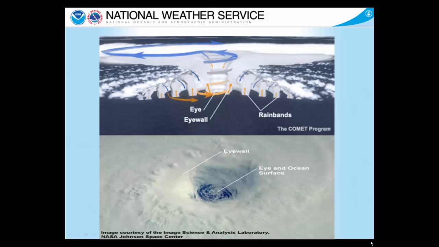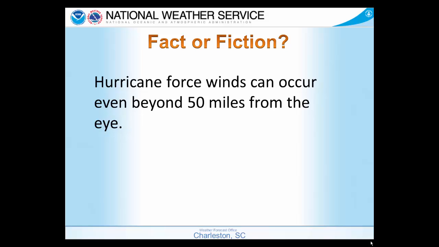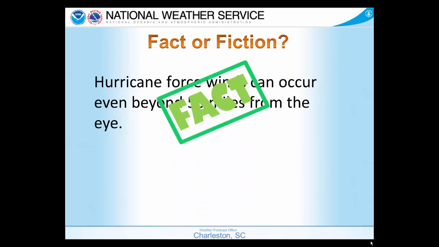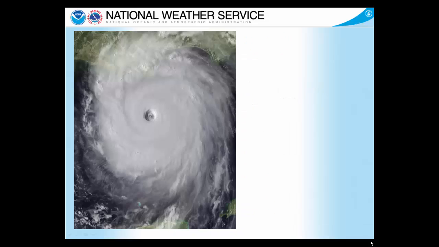You can see in the eye that there's not a whole lot of clouds, but in the eye wall there's the bright tops of very tall thunderstorms. Next statement. Hurricane force winds can occur even beyond 50 miles from the eye. That is a fact, and let's look at Hurricane Katrina from 2005 as the poster child.